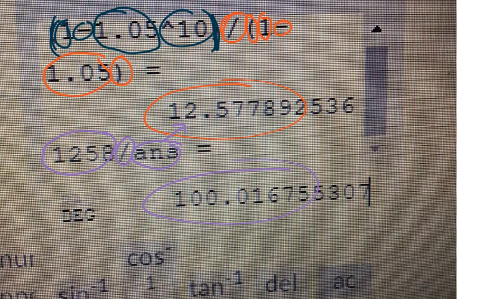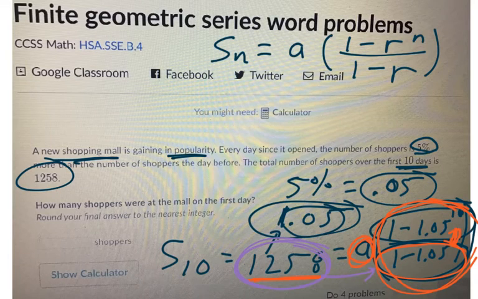And what we just figured out, guys, is the mall started out with 100 customers on the first day. Okay? Rounding that off, we would put 100 right in here, wherever the box is. But it started out with 100, and it increased by 5% every day. And after 10 days, they had over 1,000 people show up. Is basically what we just figured out. 1258 to be more exact. Okay?